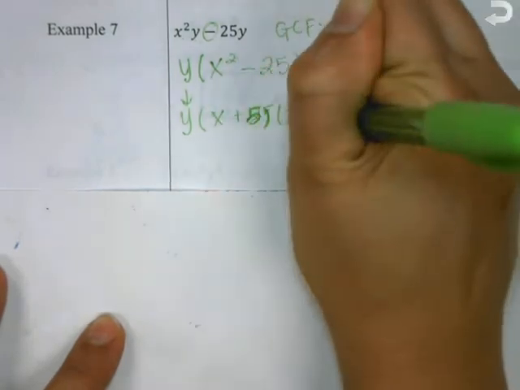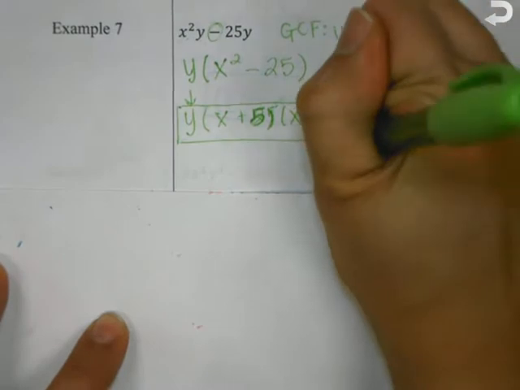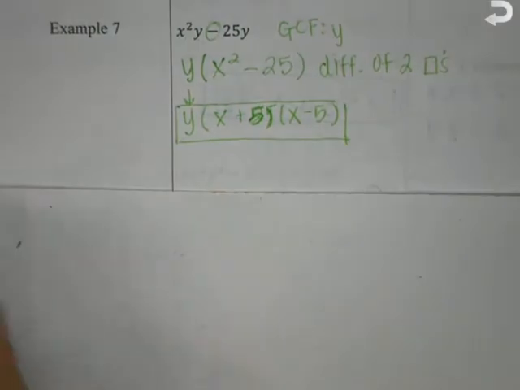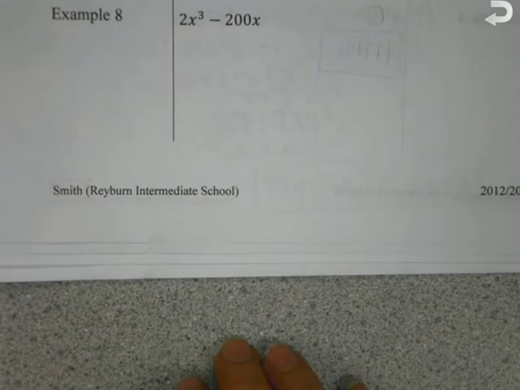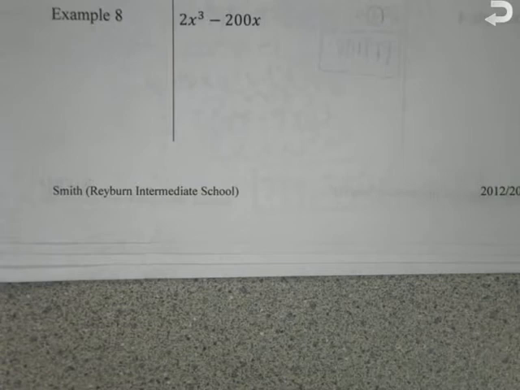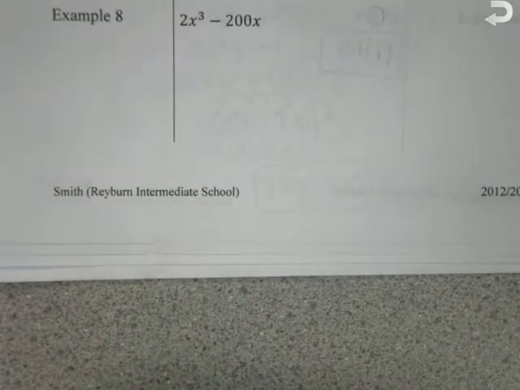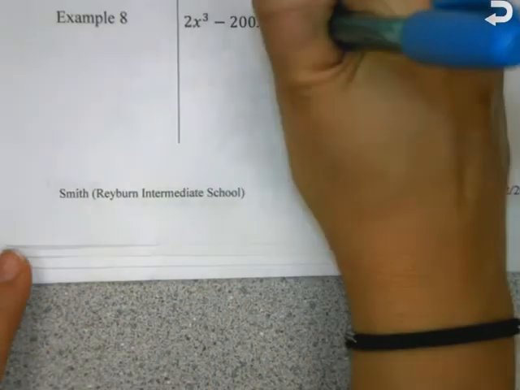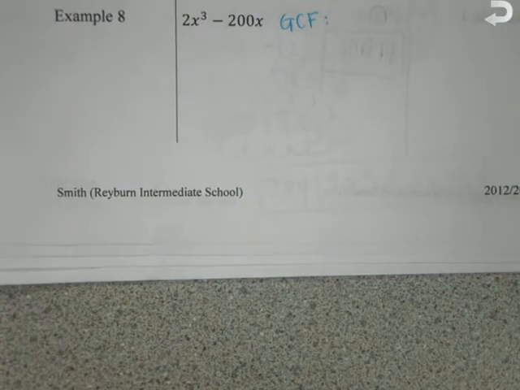Example 8. 2x to the third minus 200x. Last example. Okay, this is obviously not a difference of 2 squares right now, right? So there must be a GCF. Do you guys see a GCF? Yes. They have a 2 in common and anything else? An x. So this is a GCF of 2x. So factor out the 2x, and what am I left with here?